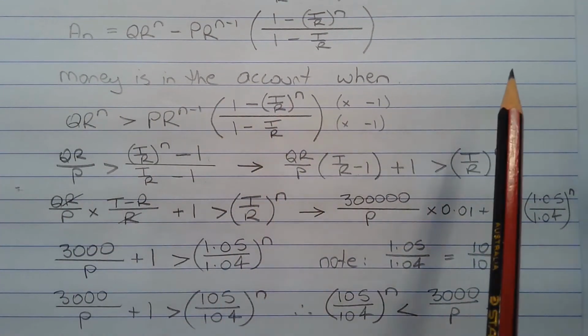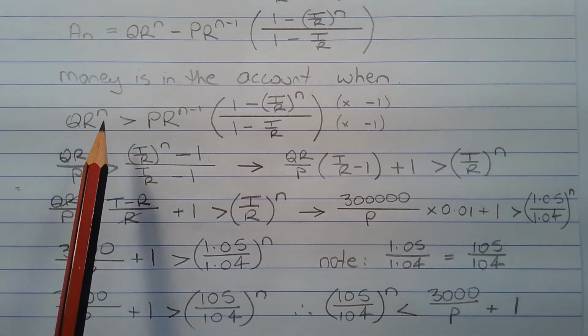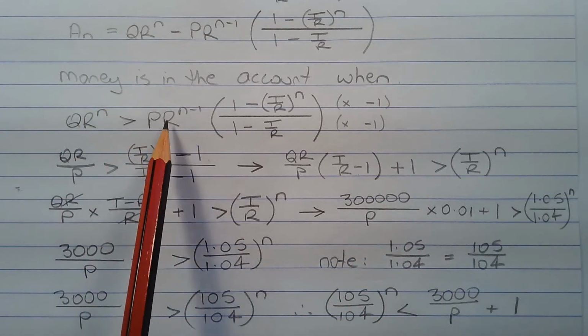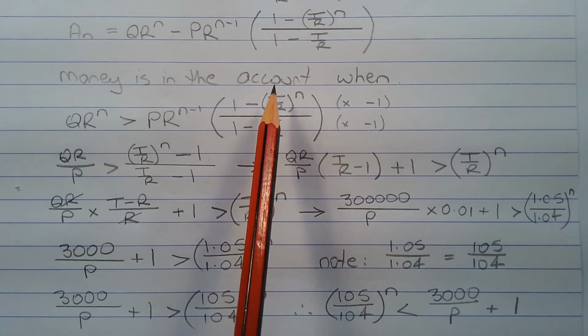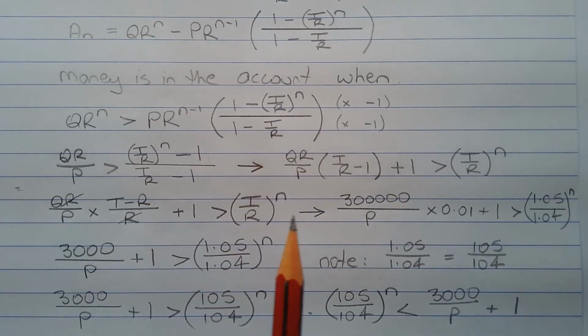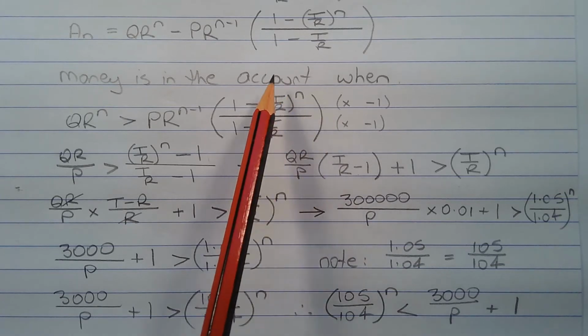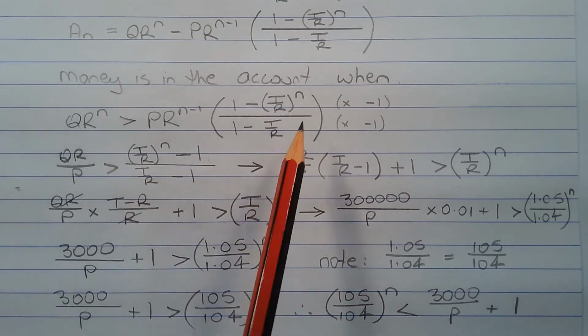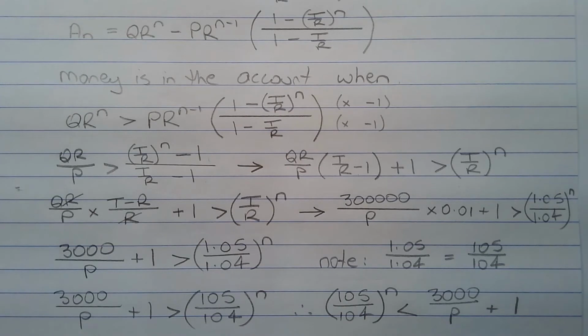Now money is in the account when qr to the power of n is greater than pr to the power of n minus 1 times 1 minus (t over r) to the power of n over 1 minus t over r. Now we want to make (t over r) to the power of n the subject of this inequality. So we want that on the left hand side and everything else on the right hand side.